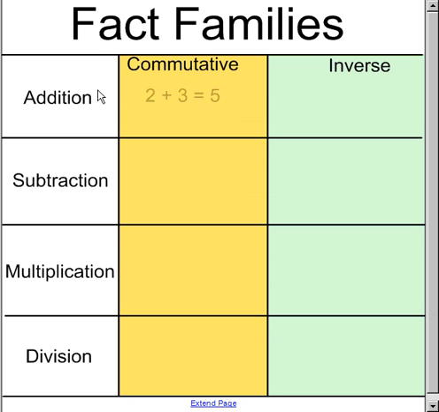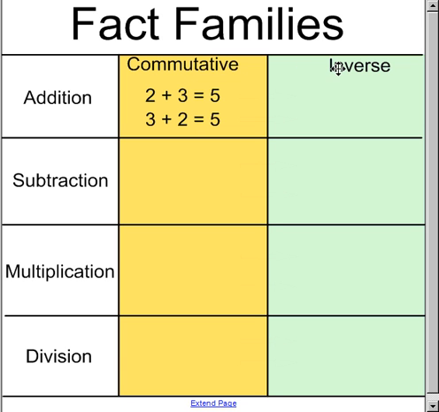Let's say we had the problem 2 plus 3 equals 5. Well, the commutative property says that if we switch the 2 and the 3, we should still get 5. So the fact family for the commutative property says 2 plus 3 equals 5, and also 3 plus 2 equals 5.